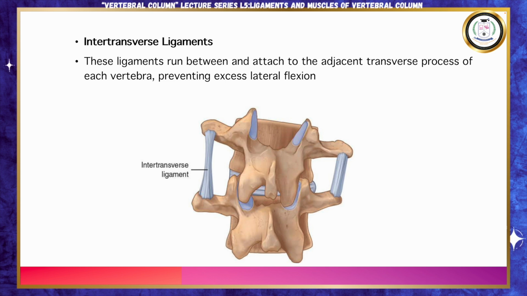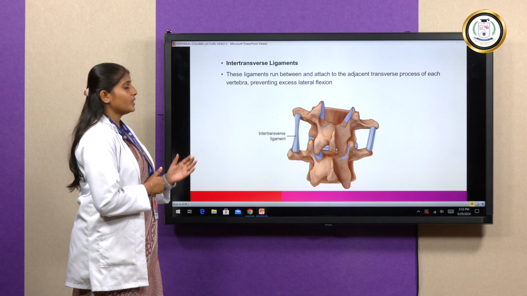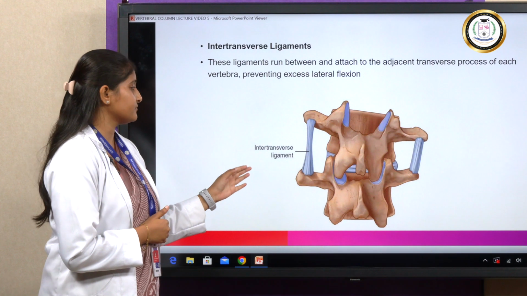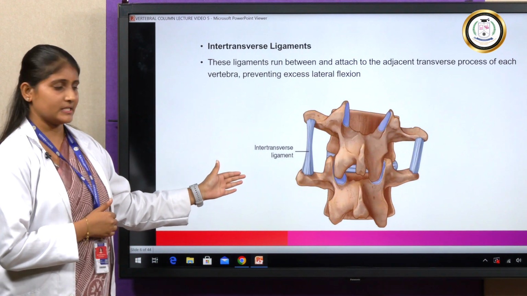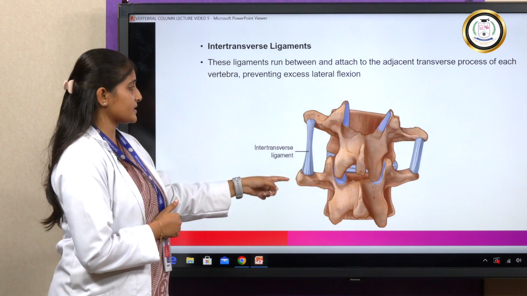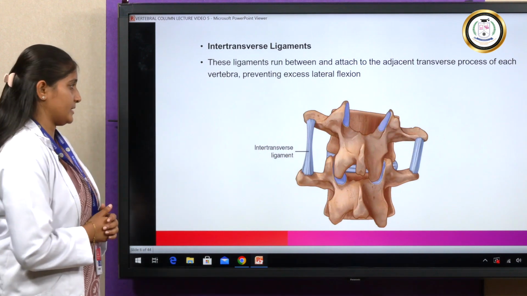Next we have the intertransverse ligament. These ligaments run between and attach to the adjacent transverse processes of each vertebra, preventing excessive lateral flexion. So here we have the intertransverse ligament, which is attached to the transverse processes of the adjacent vertebrae.